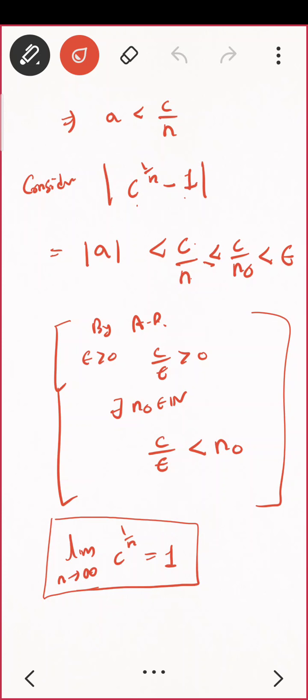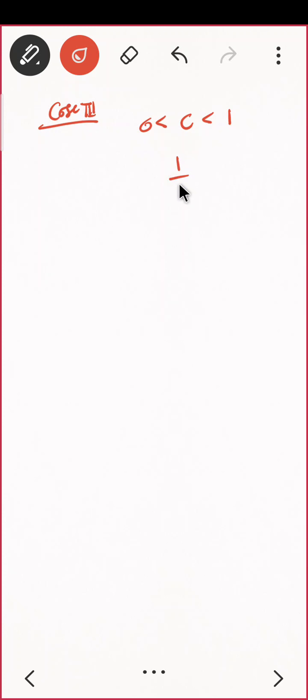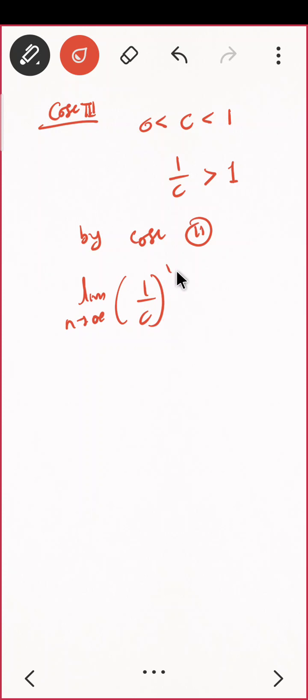Okay. Now one case is still remaining. What is that? Case 3, and I already told you I'm going to use case 2 for that. What is case 3? My c is between 0 and 1, correct? So what about 1 upon c? That is greater than 1. Can I use something by case 2? Limit n tending to infinity of 1 upon c raised to 1 by n is equal to 1.